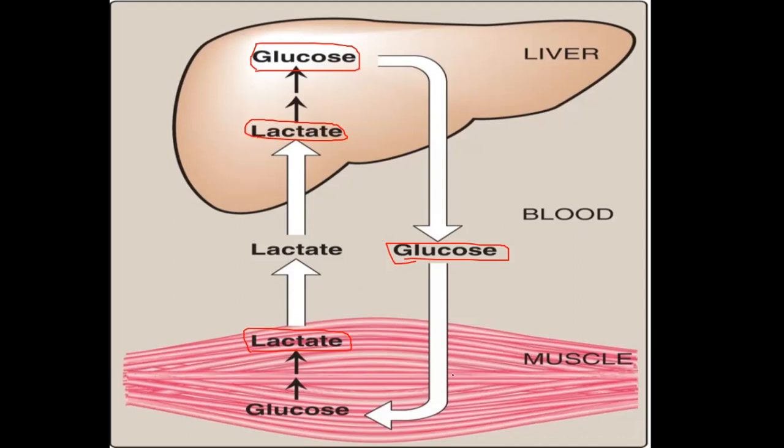Okay, this is the Cori cycle. And please don't confuse this Cori cycle with the Cahill cycle. The Cahill cycle is also known as the alanine pyruvate cycle. Please don't confuse the two. This is the glucose lactate cycle. The other one is glucose alanine. Sorry, not glucose pyruvate. Glucose alanine. The glucose alanine cycle is also known as the Cahill cycle, but this is the glucose lactate cycle, also known as the Cori cycle.